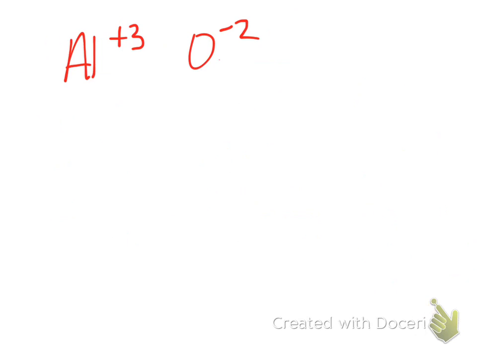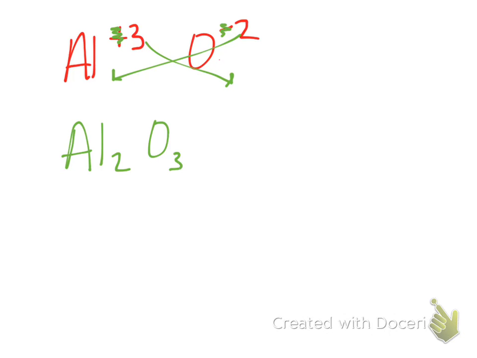I'm going to show you this shortcut. So aluminum is +3, oxygen's -2. We get rid of the charges, and we crisscross them down. We cross those numbers down, and we say it's Al2O3. Isn't that exactly what we just came up with? Yeah. That's it. Okay? But you have got to know why this method works.